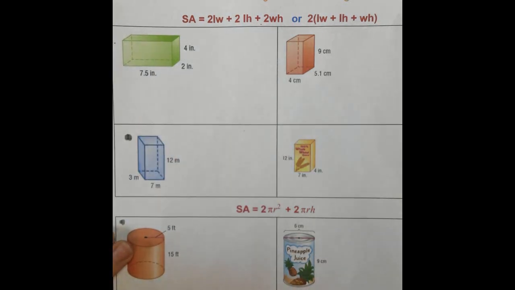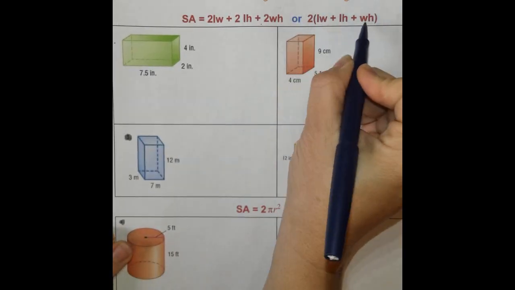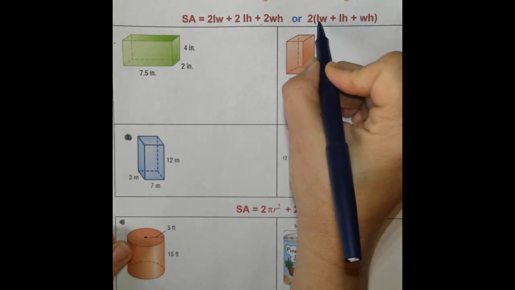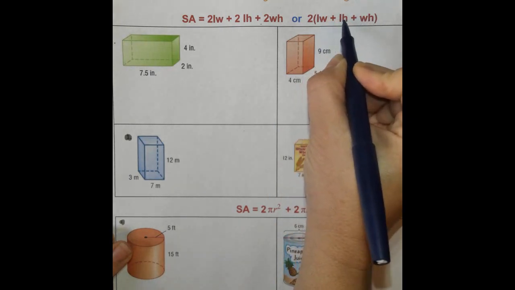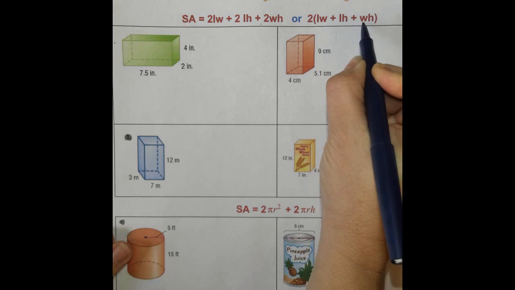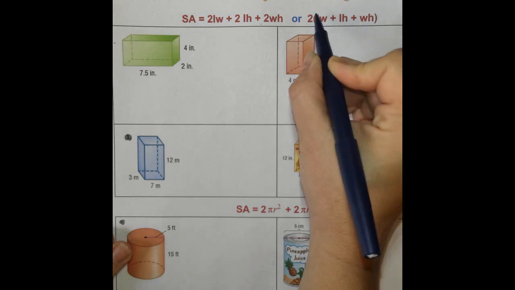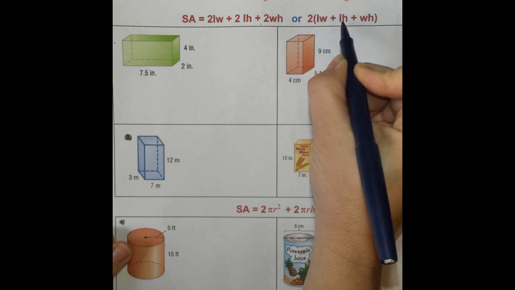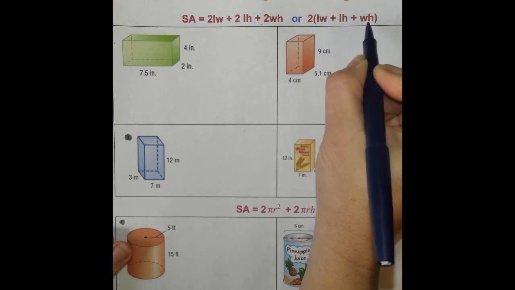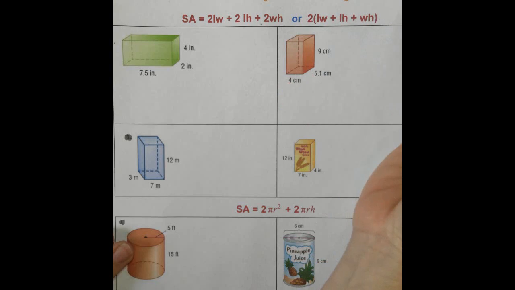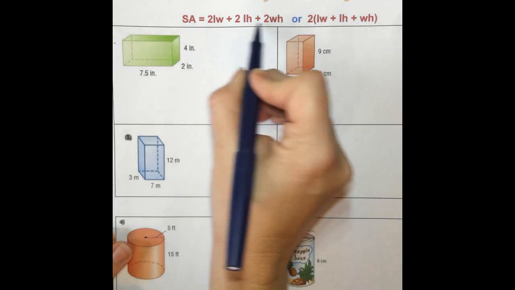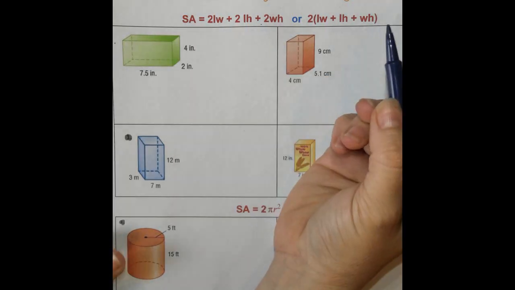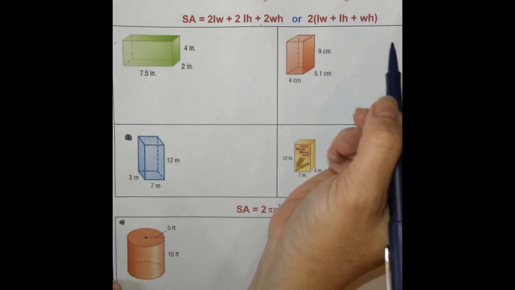Another way that you could write the formula, sometimes you'll see it written this way, where you do the length times the width, plus the length times the height, plus the width times the height, and then multiply that by 2. So you're finding the bottom, the front, and the side, and then you know that there's 2 of each of those. I prefer to use this formula. Either one will work. I'll do one of each so you can see it.